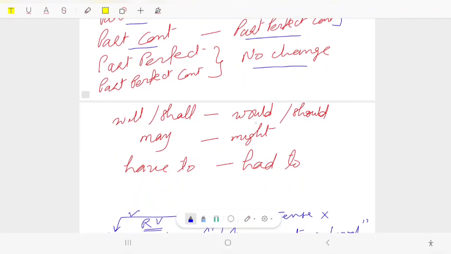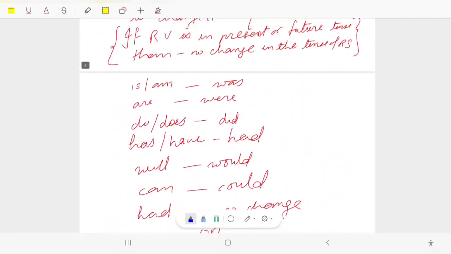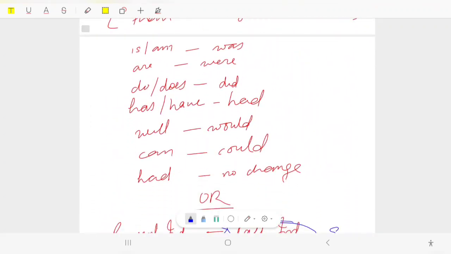Will and shall will change into would and should, may becomes might, can becomes could, have to becomes had to, and has and have will change to had. Or there is another simple way to remember this, that we change like this also. You can remember it like that.